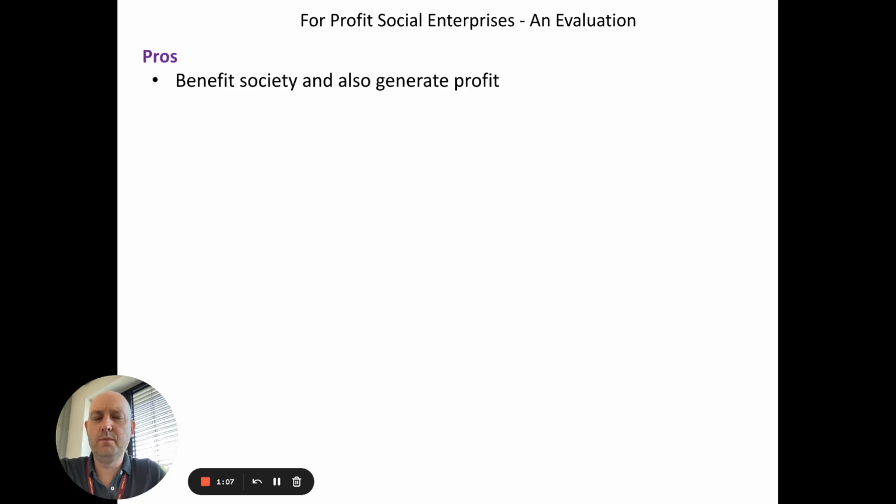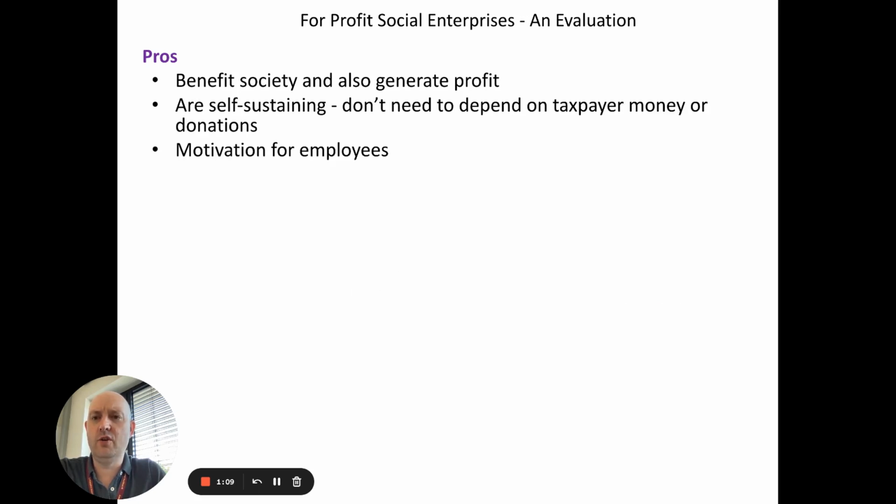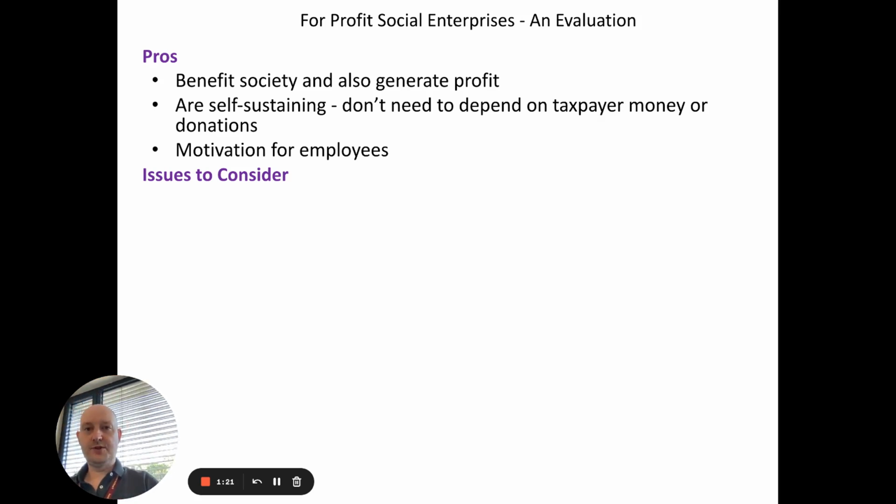So, briefly, some evaluation of these social enterprises. Now, I'm grouping all of these together, so some of these pros might not be applicable, but in general, they're beneficial because they benefit society, but they also generate a profit. So it's almost like a win-win. They not only generate profit, but they're also benefiting society as well.